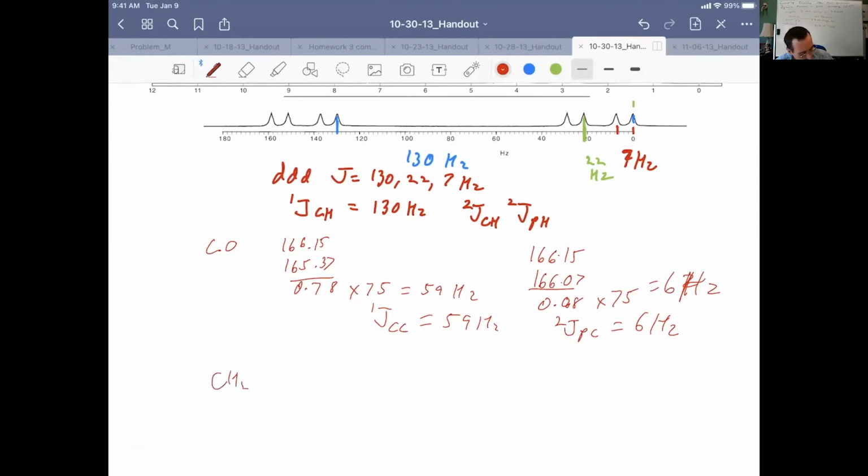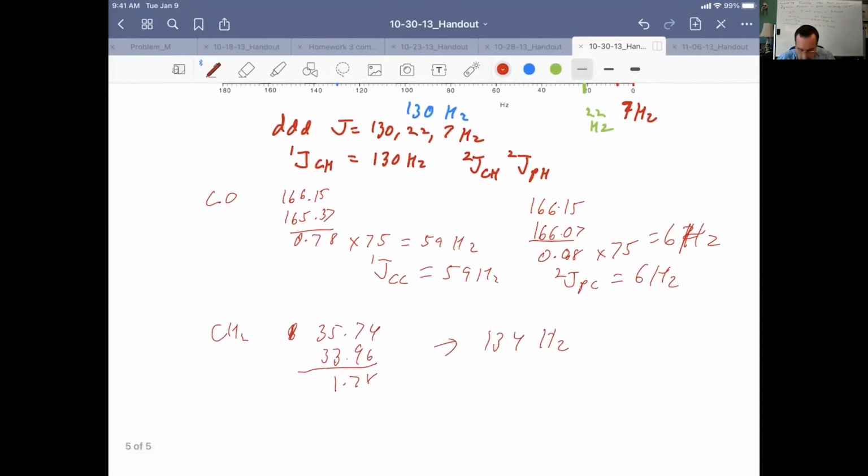And that's a doublet of doublets, and we get, let's see, 35.74, 33.96, just reading off the table there. That's 1.78. And so that translates to 134 hertz. And then I do the other doublet of doublets, and I get 35.74 minus 34.96. That's 0.78, and that translates to 59 hertz.